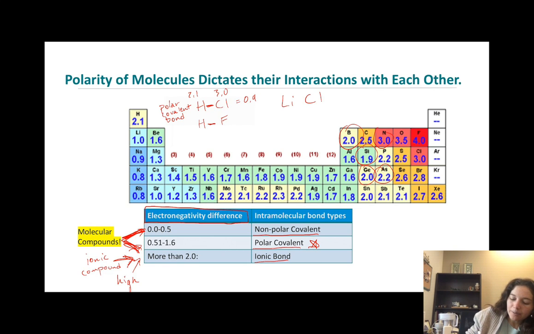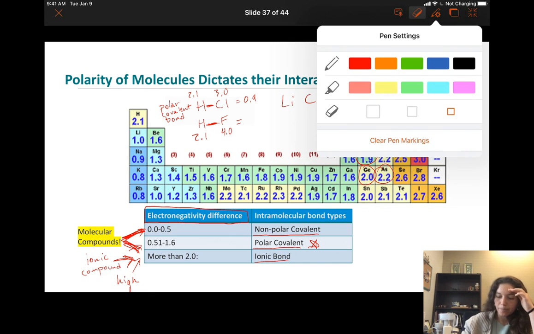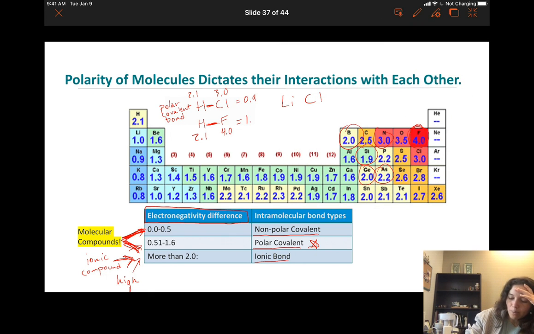So our HF here, 2.1 versus our fluorine, I think it's like 3.9, but we'll use 4.0. Okay, so sorry, this is actually not ionic. It's super duper close to being ionic. It's like the closest you can actually get. It's 1.9, so this is technically polar covalent, but it's really, really close to being ionic. You can see the same thing happening with water. H and O, we've got 2.1 and 3.5.